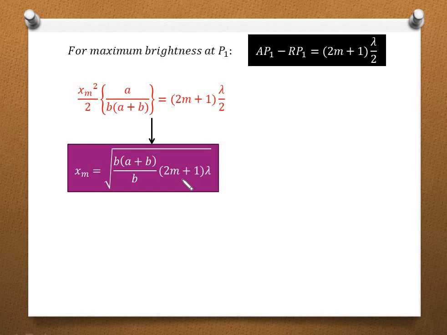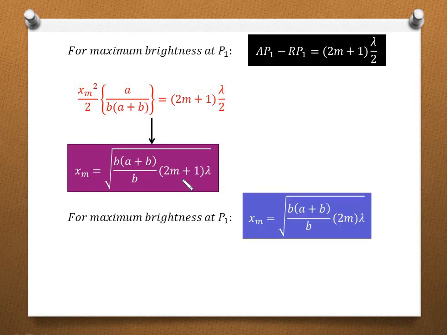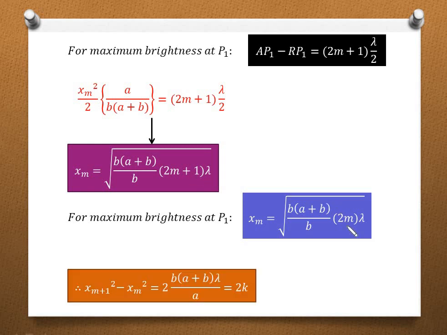Similarly, for the minimum brightness, the path difference will be an even multiple of lambda by 2. So it will be 2m into lambda by 2. If you solve it out, you will get xm, which is the position of minimum brightness. Sorry, this will not be maximum, it will be minimum. So minimum brightness is this, where 2m plus 1 is just replaced by 2m. So these are the two important conditions we know.